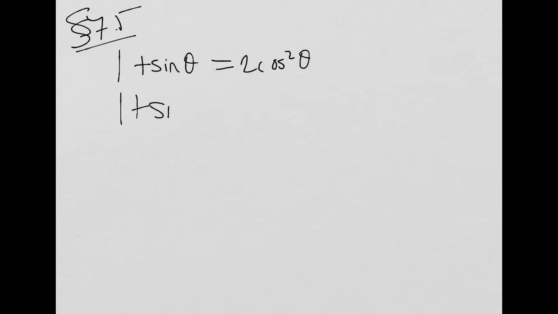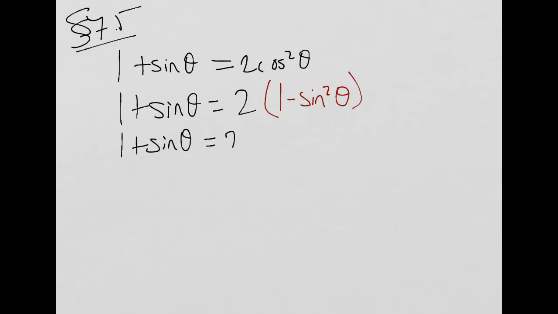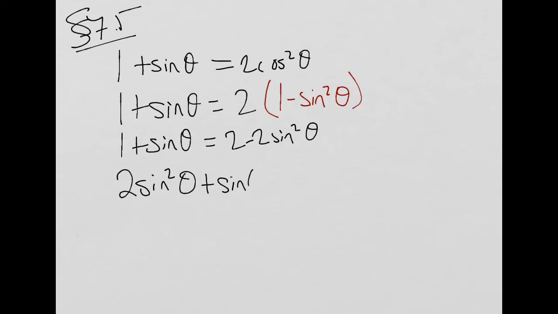So 1 plus sine theta equals 2 times, by the Pythagorean identity, 1 minus sine squared theta. That goes in place of cosine squared. Multiplying that all out, I've got 1 plus sine theta equals 2 minus 2 sine squared theta. If I get all these on the same side, here's what I'm left with: 2 sine squared theta plus sine theta minus 1 is equal to 0.